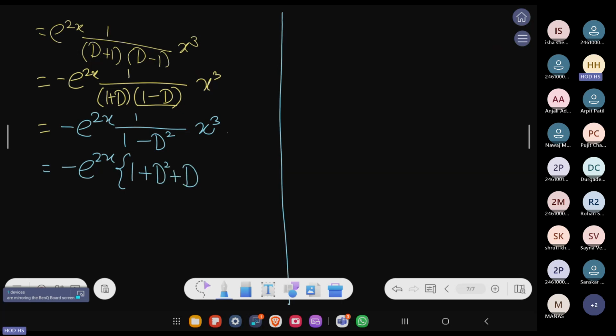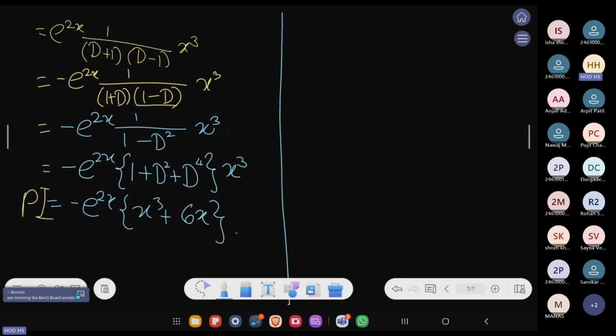In this case, it is d power 4. But what is d power 4 of x cube? 0. So I don't need to consider later terms. So this will be e to the power 2x times x cube plus 2 times the second derivative, which is 6x. So this is my particular integral, not yet the complete solution.